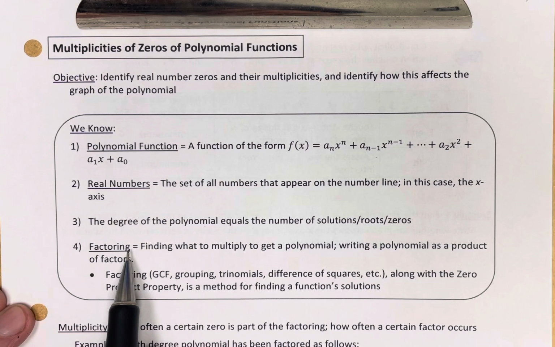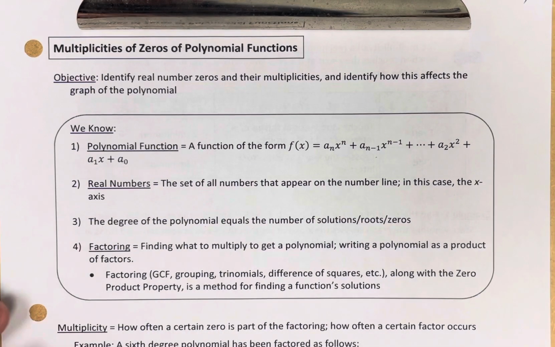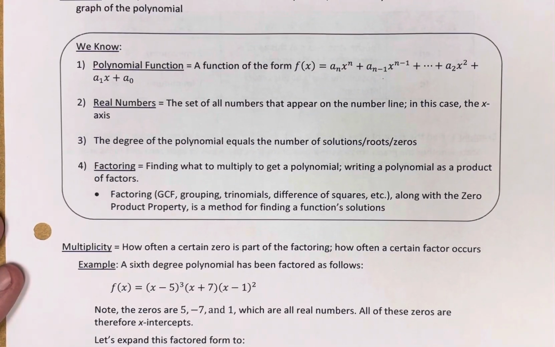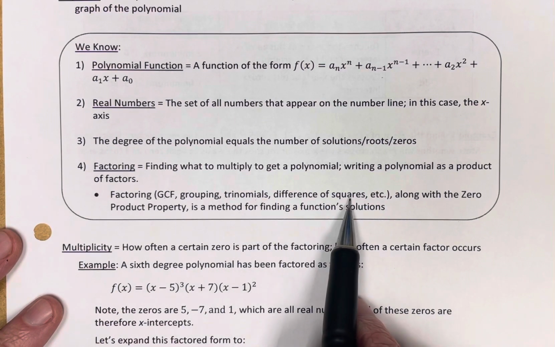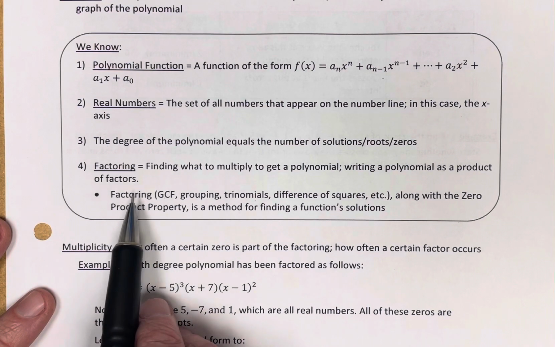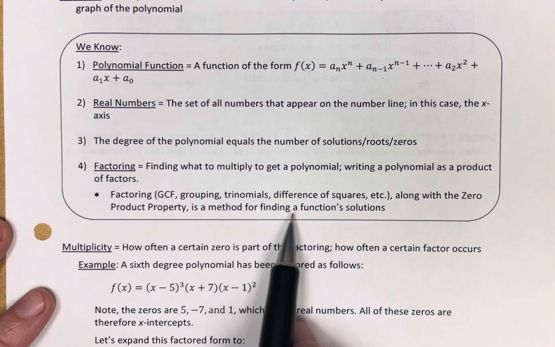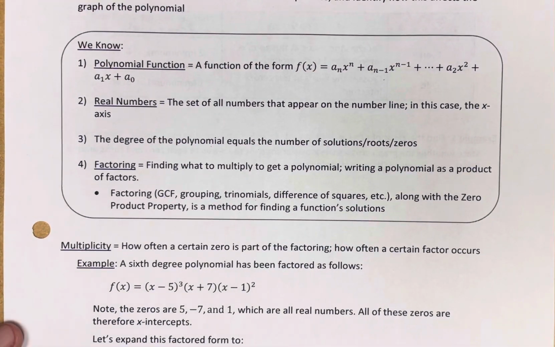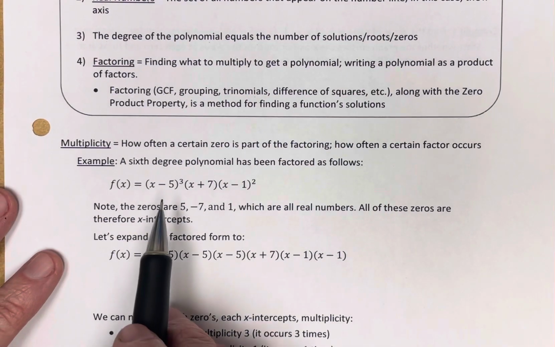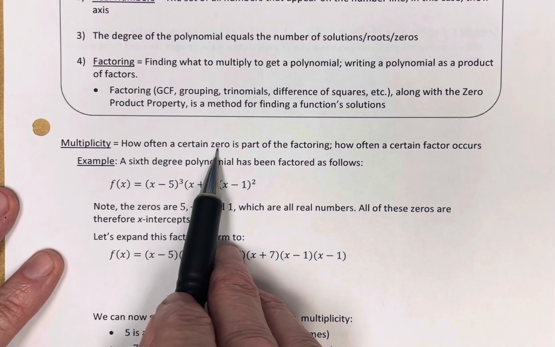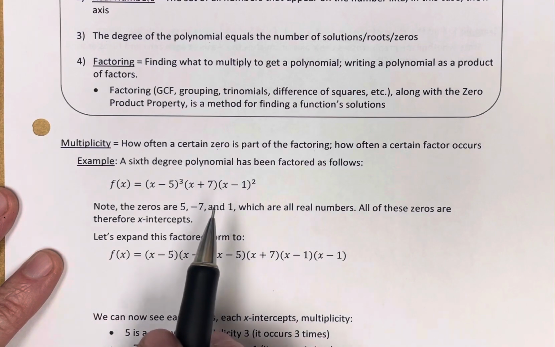As far as a polynomial is concerned, we want to write a polynomial as a product of factors. And how do we factor? Well, some ways of factoring are greatest common factor, grouping, trinomials, difference of squares, etc. And factoring, along with the zero product property, is a method for finding a function's solutions. So, what is multiplicity? Multiplicity is how often a certain zero is part of the factoring, or how often a certain factor occurs.